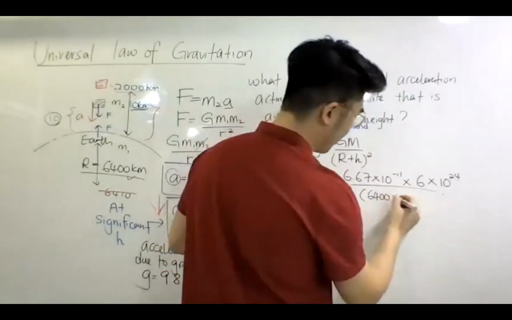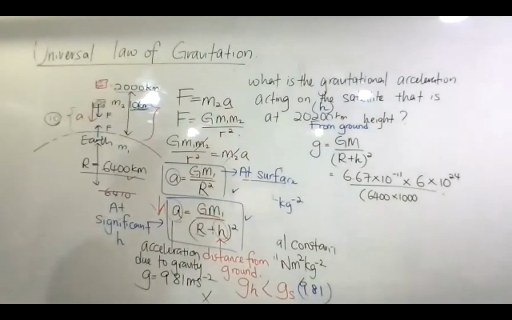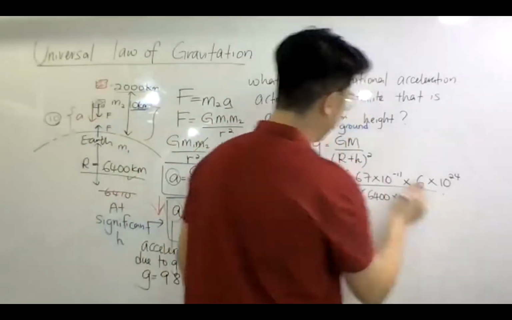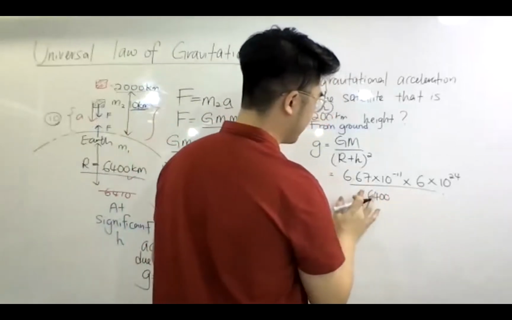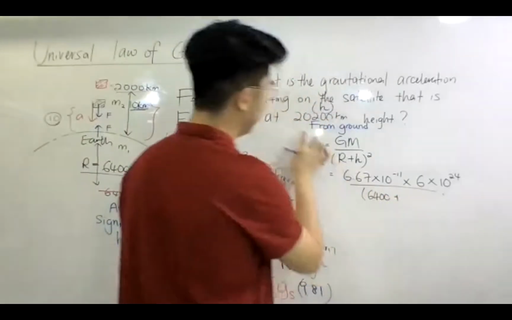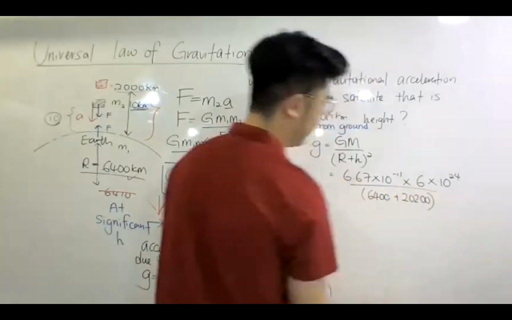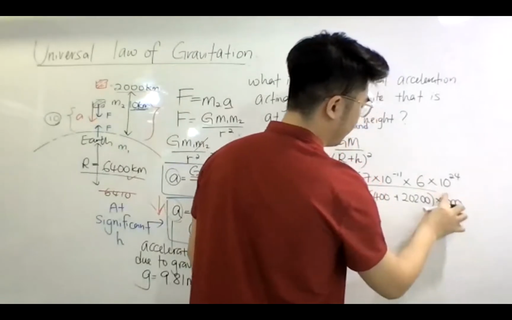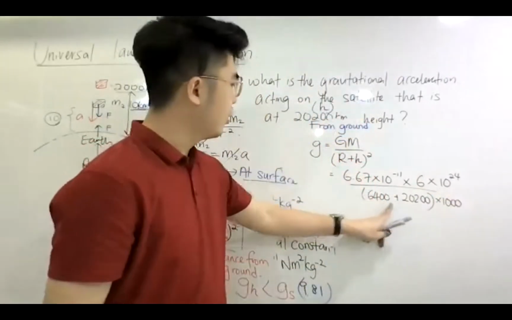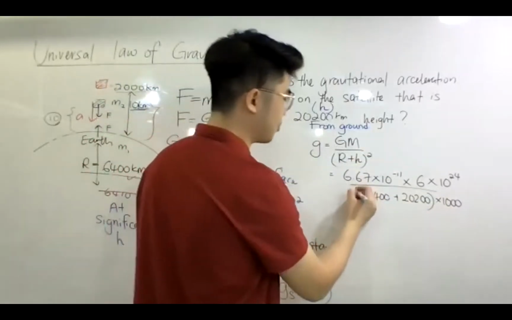So 6,400 times 1,000 into meter plus, you have this one also, right? So, okay, we'll convert together like this. 6,400 plus 2,200 like this times 1,000. Okay, change into meter, and then don't forget you have a square here. I have to square this.